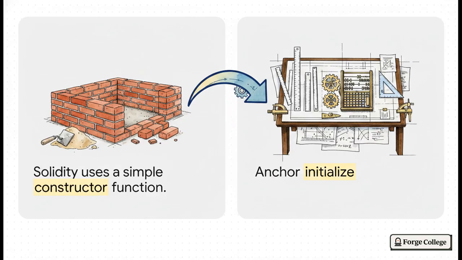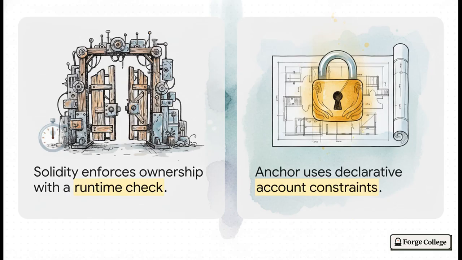8 bytes for the discriminator, 32 bytes for the public key, and so on. This isn't just a syntax change, it's a critical operational shift regarding how memory and rent work on Solana, and you absolutely must document it in your catalog. And here is where the real magic happens. How do we handle access control? While Solidity enforces ownership with a slightly clunky runtime require check executed during the function call, Anchor allows us to elegantly express it with declarative constraints.